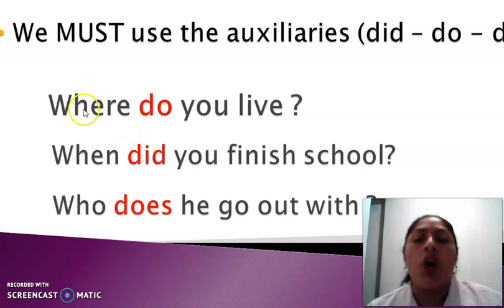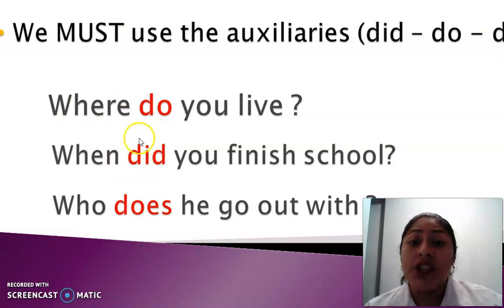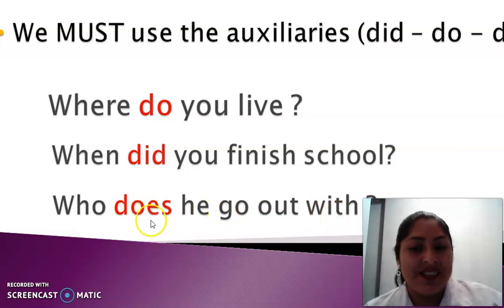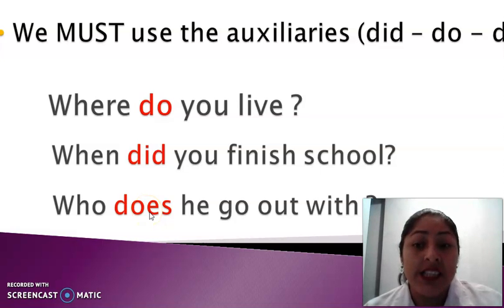For example, where do you live? So you use the auxiliary. It's necessary for the normal questions, as you know. Okay? So when did you finish your school, for example? You use did in order to show simple past. And who does he go out with? It's necessary that you use does in order to say that this is simple present, and we talk about the third person, he.